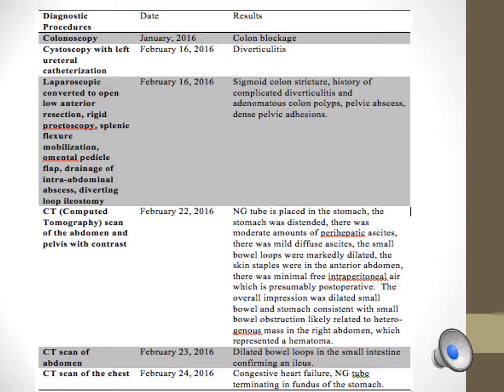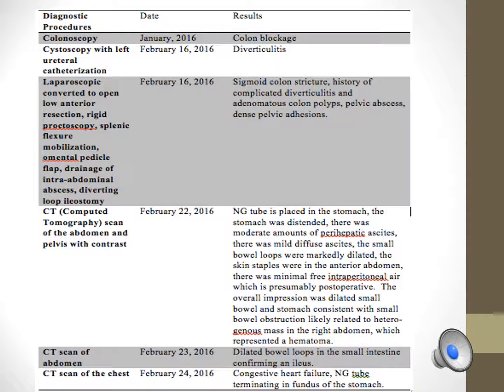On February 22nd of 2016, a CT scan of the chest and abdomen was performed, which indicated that the NG tube was placed in the stomach, which was distended, and there were moderate amounts of perihepatic ascites. There was mild diffuse ascites. The small bowel loops were markedly dilated. The skin staples were in the anterior abdomen. There was minimal free intraperitoneal air, which is presumably post-operative.